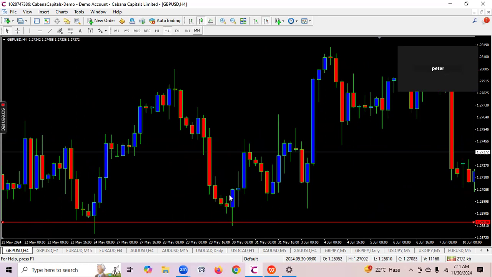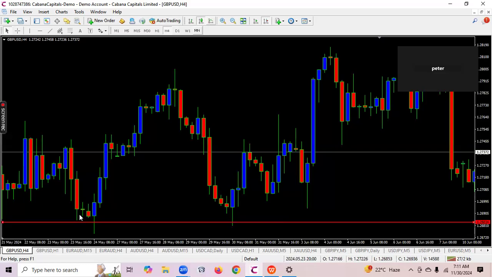So you can see after the formation of the spinning bottom, you wait for the next candle. This also is a spinning bottom. If you had entered buy here, you would have made a loss on this trade. So the rule is, if the body is bearish, wait for the next candle to close bullish before you buy.